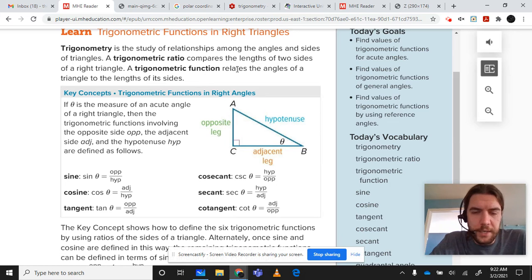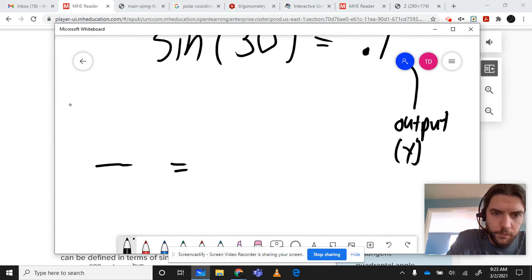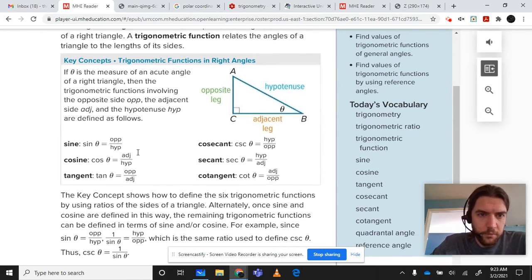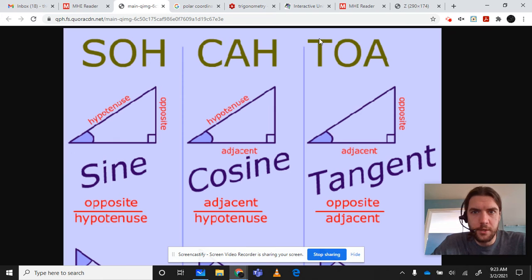So a trigonometric function relates the angles of a triangle to the lengths of its sides. If this is, by the way, theta, if you've never seen that before, this is a Greek letter. So I will be saying theta when we see this guy right here. If theta is the measure of an acute angle of a right triangle, then the trigonometric functions involving the opposite side, which we label op, the adjacent side, adj, and the hypotenuse, hyp, are defined as follows. Okay, so we have our sine, our cosine, and our tangent. It's very important to have this mnemonic phrase memorized, SOHCAHTOA.